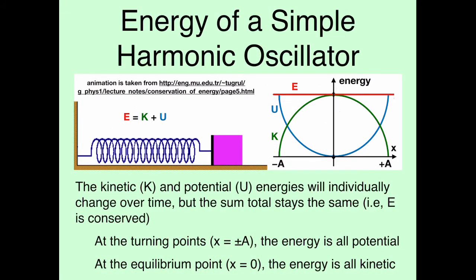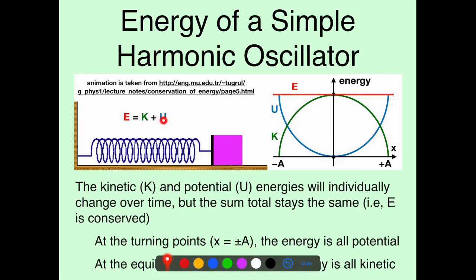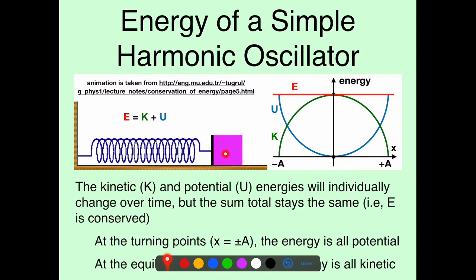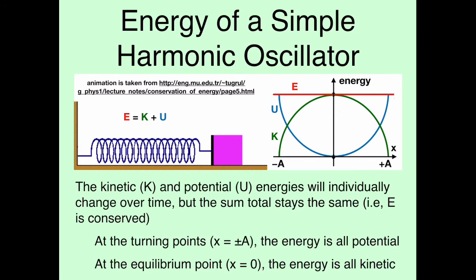The idea is that although the kinetic and potential energies of the simple harmonic oscillator will be individually changing over time, the sum total of those two is going to remain the same. To give you a sense of what this looks like, I'm going to show you an animation. We have a block connected to a spring, and the block will oscillate back and forth on a frictionless table without any air resistance.